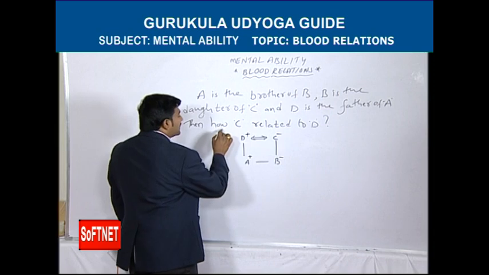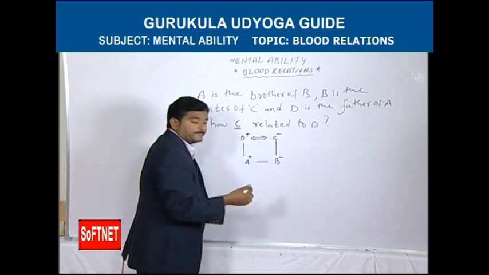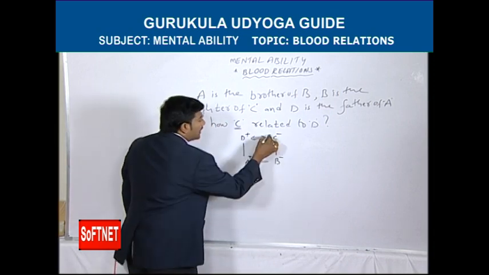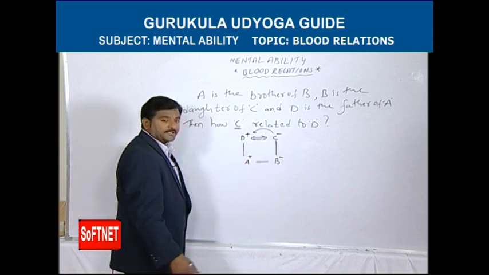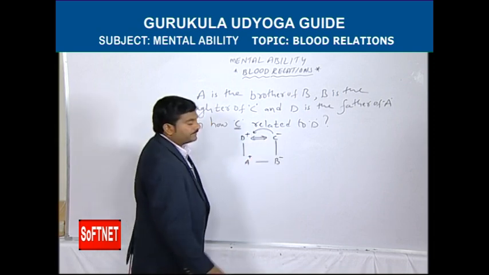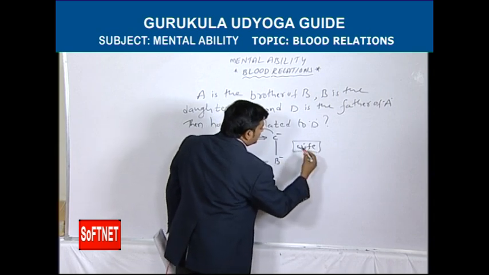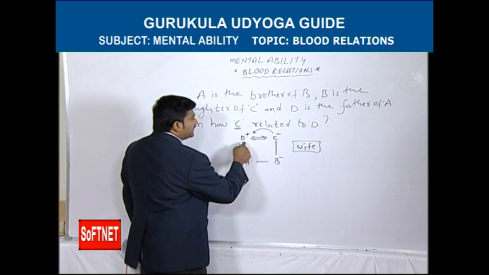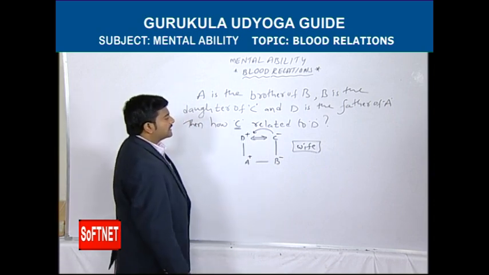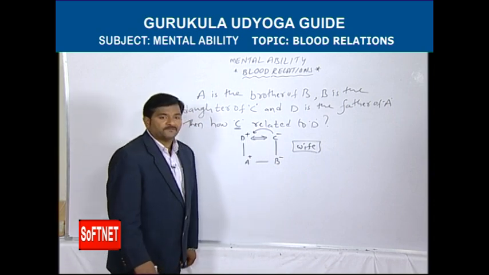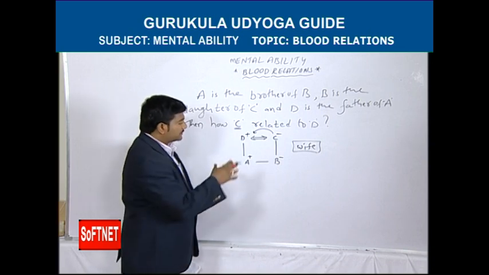Now the question is, how is C related to D? How is C related to D? So obviously C is the wife of D. That's why the answer for this question we can write here is wife, because C is the wife of D, by using this chart.